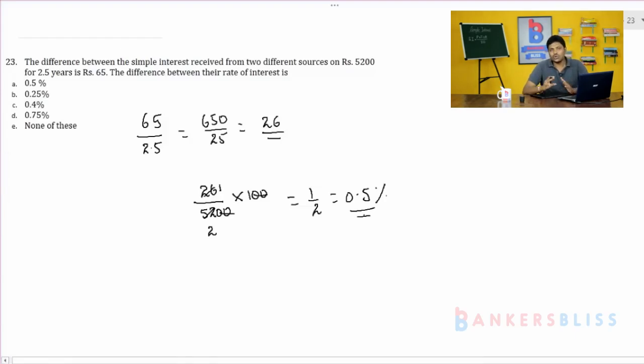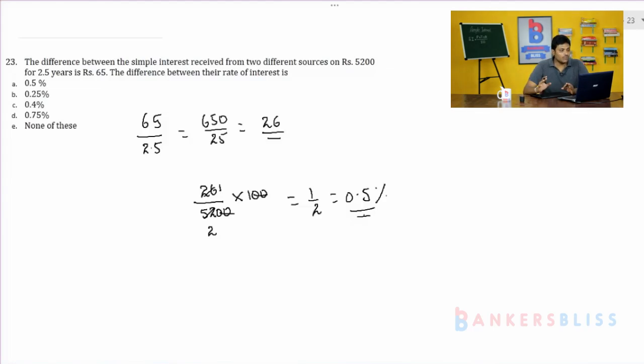Very simple. Don't go for a formula, don't write down SI1 minus SI2 and don't implement the formulas, don't use the values according to the notations. Simply consider the difference amount, calculate the difference amount per year, and divide it by the principal amount, and you will get the difference in the rate of interest. That is very, very simple.